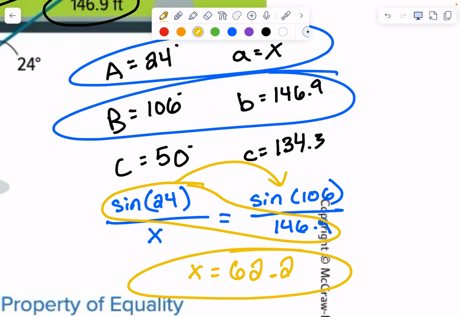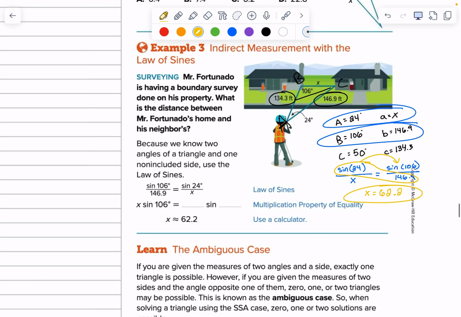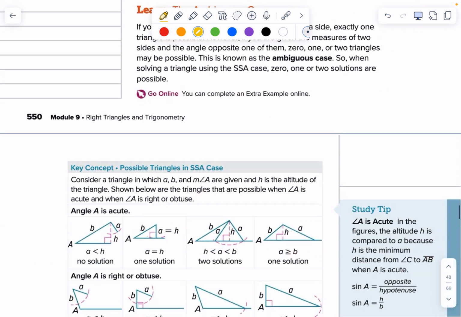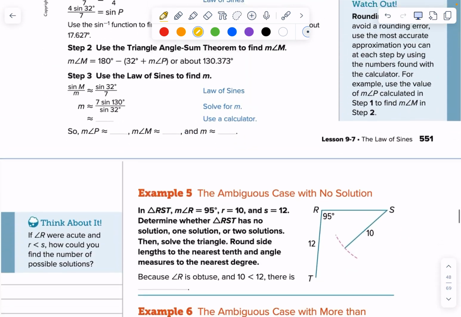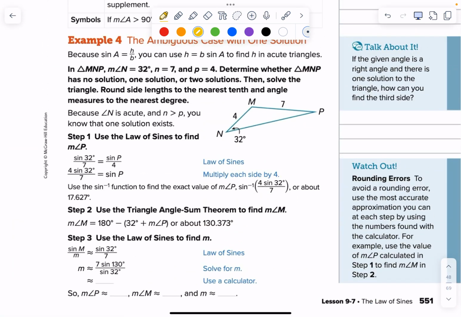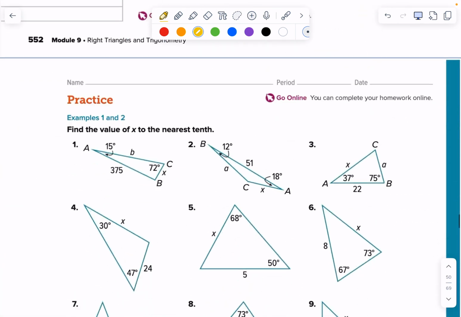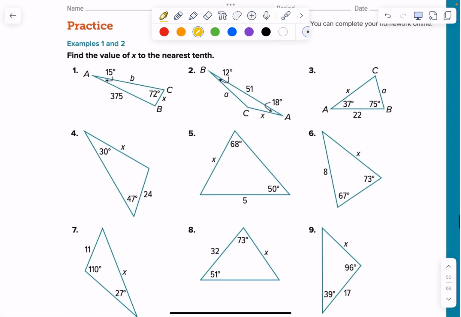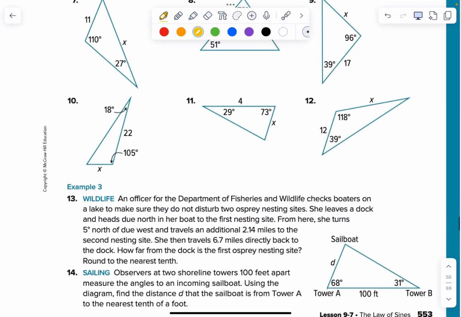Are you looking at it the same way either way though? That's why the bar is so big. Sine of 24 times 134.3 divided by sine of 130. Sine of 24, 134.3 divided by sine of 50. No. Why do I get 71?